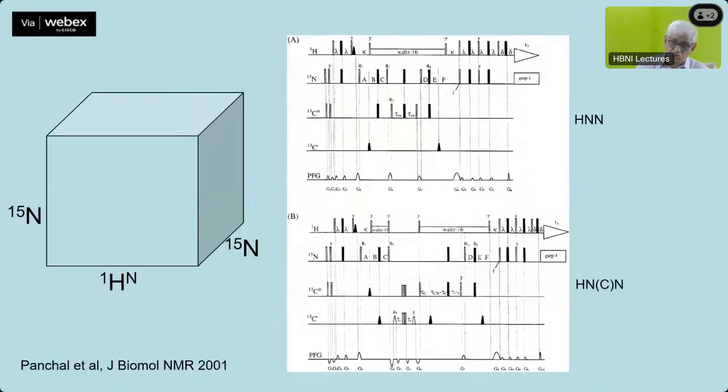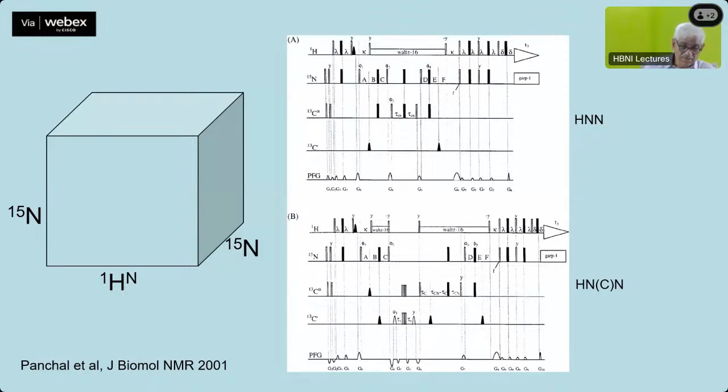And here I show you two pulse sequences which were developed in our laboratory. Several other people also made certain other efforts, but there are some distinct advantages in these ones. Therefore, I'm showing only this. We will not have much time to discuss any other ones. So there are two experimental sequences which are listed here. These are called HNN and HMCN. And in both cases, the schematic of the spectrum is like this.